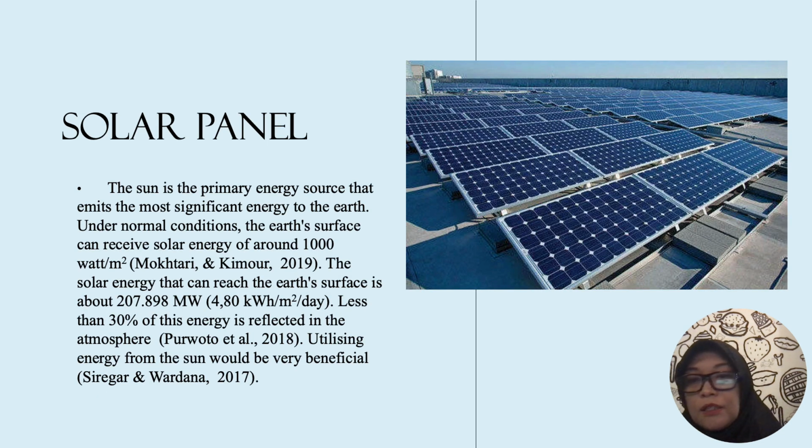The sun is the primary source of energy for Earth, delivering approximately 1000 watts per meter squared under normal conditions, with around 207.898 megawatt reaching the Earth's surface daily. About 30% of this energy is reflected back into the atmosphere. Harnessing solar energy offers significant benefit.